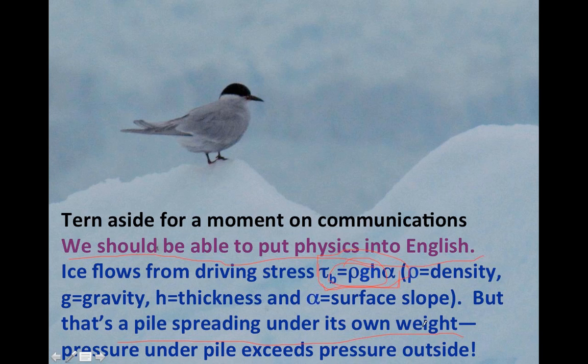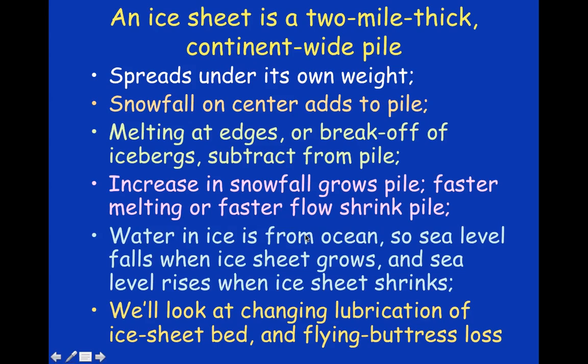For a pile, the weight of the pile raises the pressure inside compared to a point outside of the pile. That difference in pressure causes spreading. And it's fairly straightforward physics, and that's measured by this equation here, which you don't need. The key thing is we can put physics into English, or any other language you prefer. So at any rate, why with this pile thing, what is an ice sheet? It is a 2-mile thick, 3-kilometer thick, 1 continent wide pile.